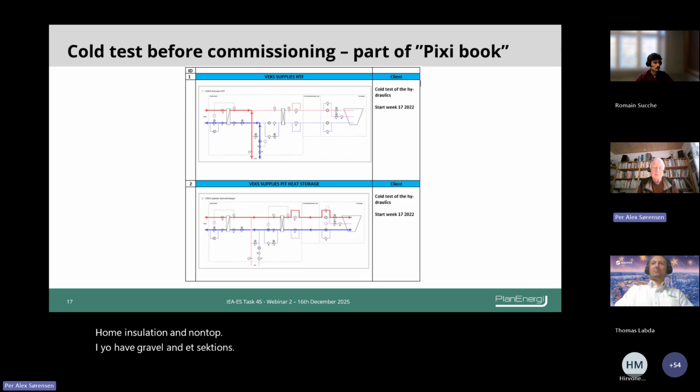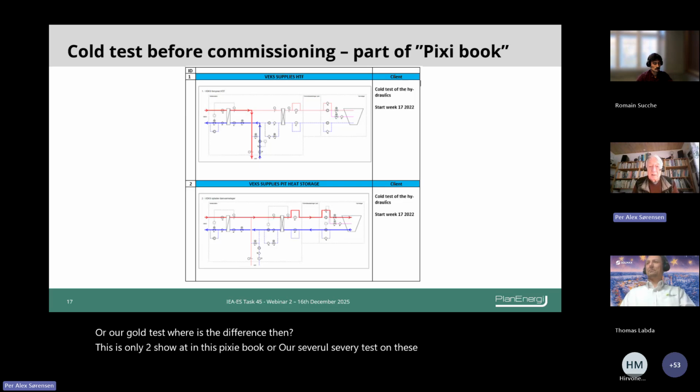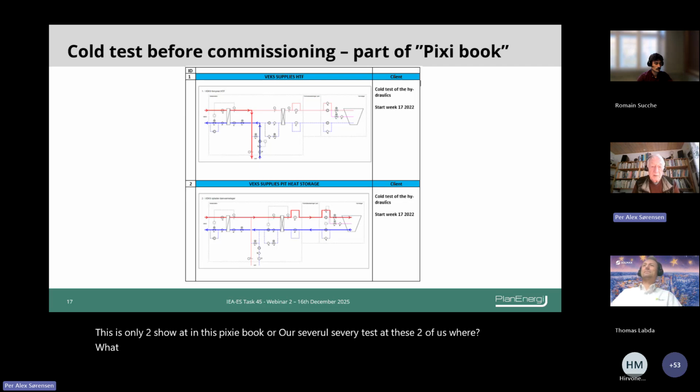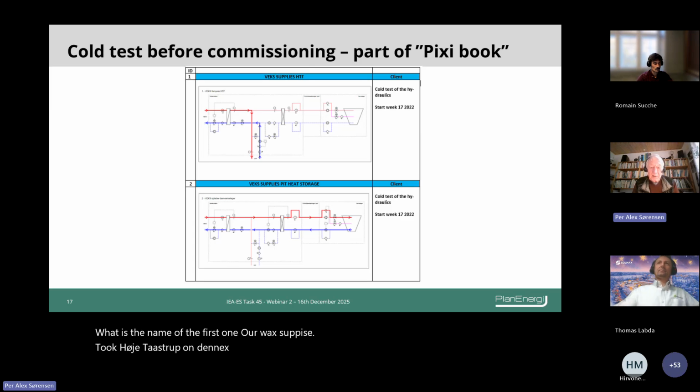Before commissioning, there was a test part, and there was a cold test where different things were tested. So this is only to show that in this Pixie book there were several tests, but these are two of those, where the first one was WEX supplies to Høje-Taastrup, and the next one WEX supplies to the storage, and then all those things had to be tested before commissioning.